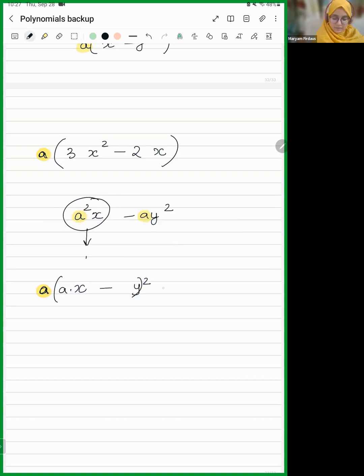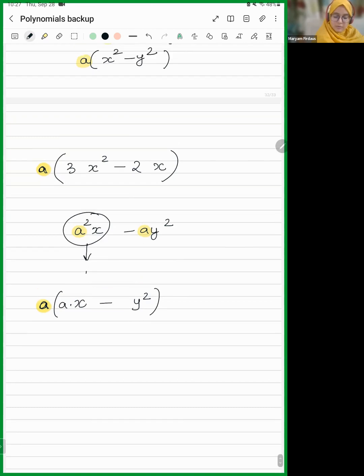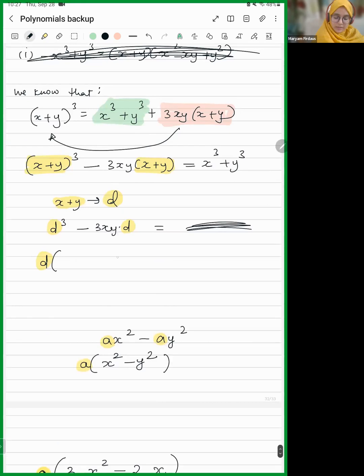Is this clear now? Yes, ma'am. So now from here, you tell me. You have d cube minus 3xyd. When you take d as common, what do you have left? d square minus 3xy. Very good.